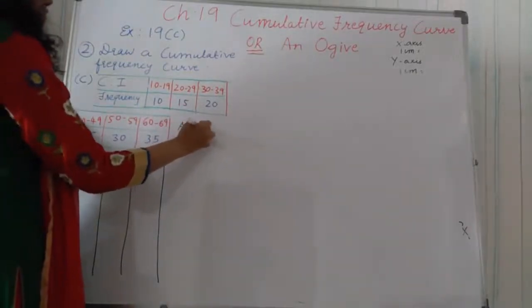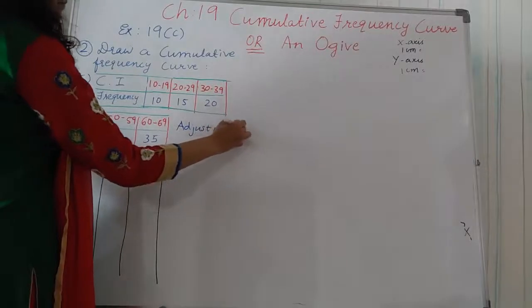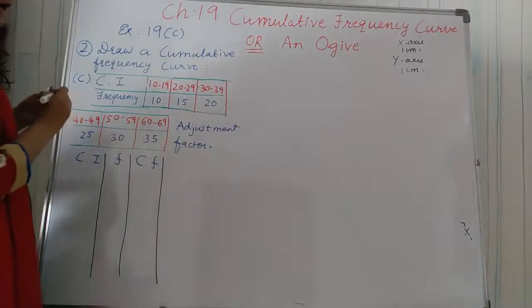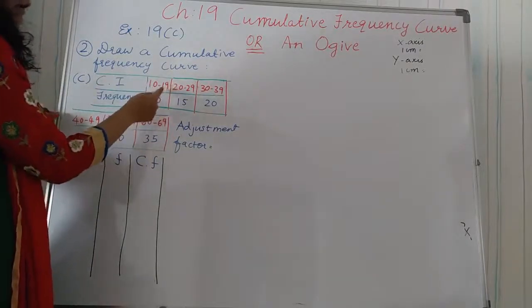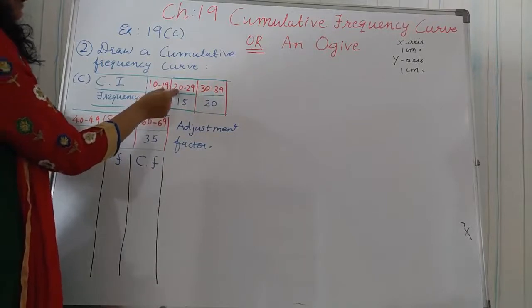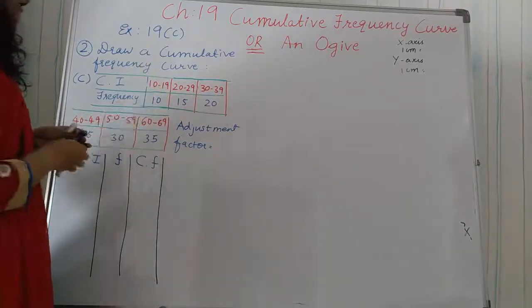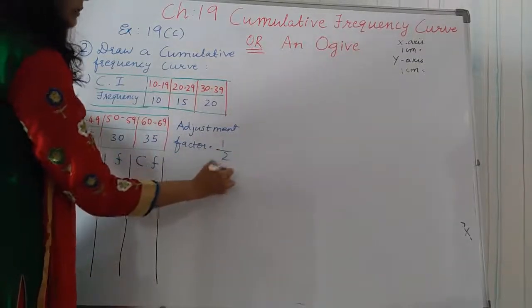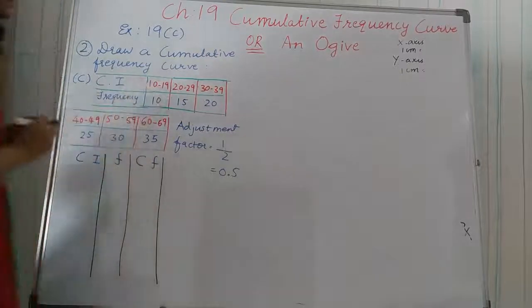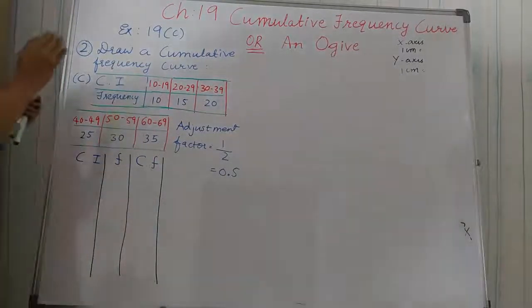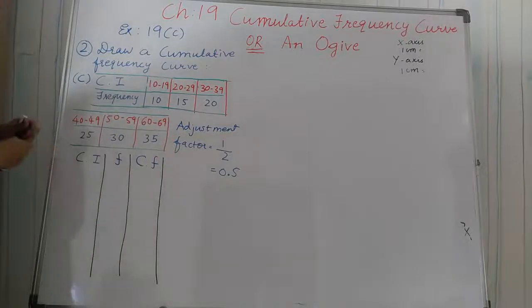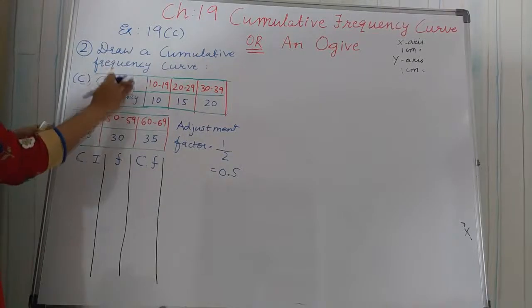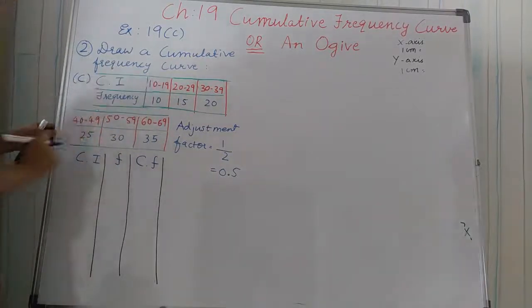I think all of you understand what the adjustment factor is. I am explaining it here. You see that the second class lower limit and the first class upper limit, the gap between them is 1. So we take the gap 1 divided by 2, which means 0.5 is the adjustment factor here. If you want to convert this into inclusive type, then what should we do? We will take from our lower limit minus 0.5 and from the upper limit plus 0.5.